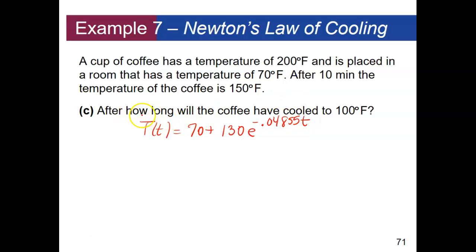Okay, so we're asked to find how long, so that's our T. And this is the temperature after a given time, so that's going to go in here. So we're going to have 100 equals 70 plus 130 e to the negative 0.04855 T.